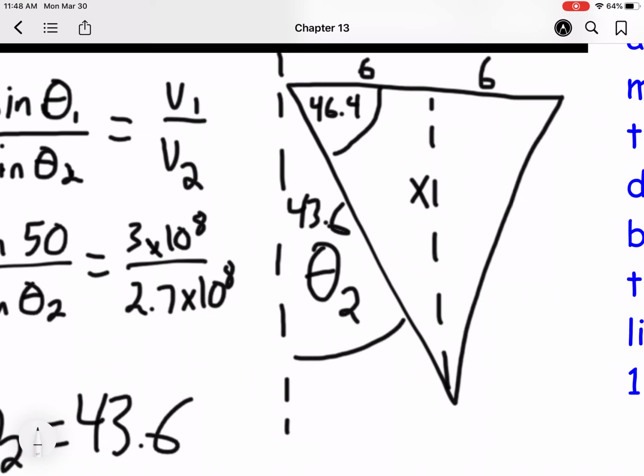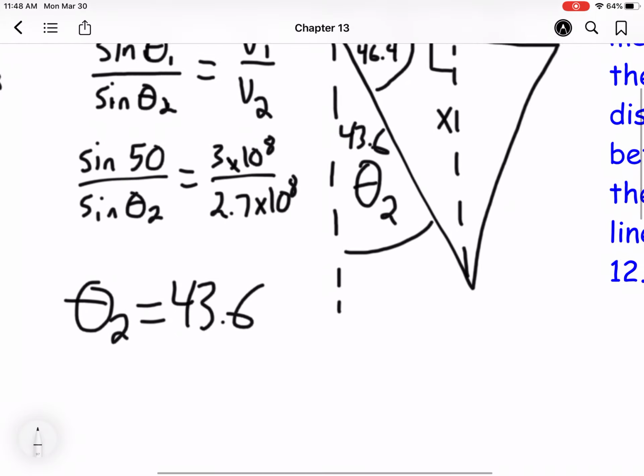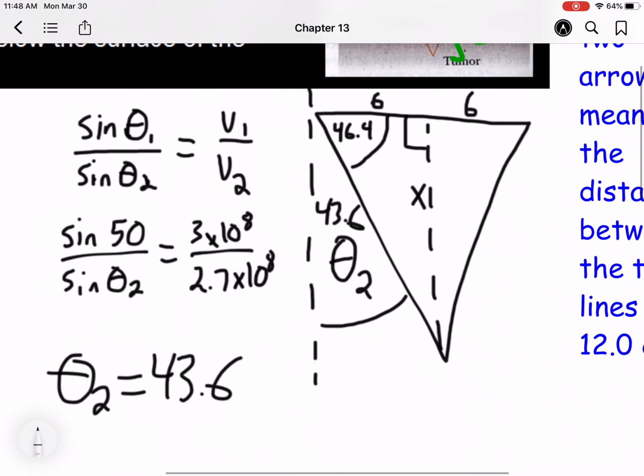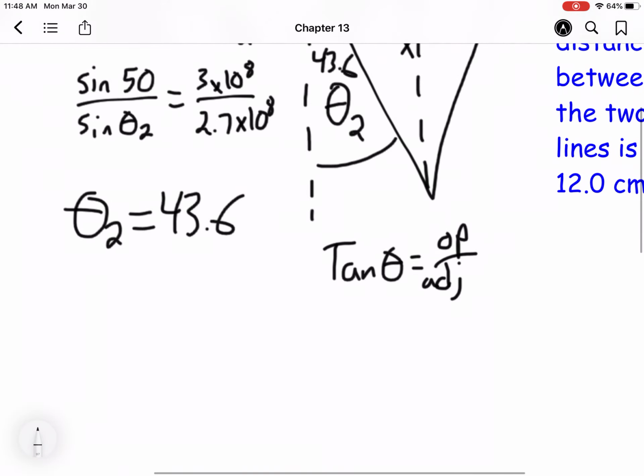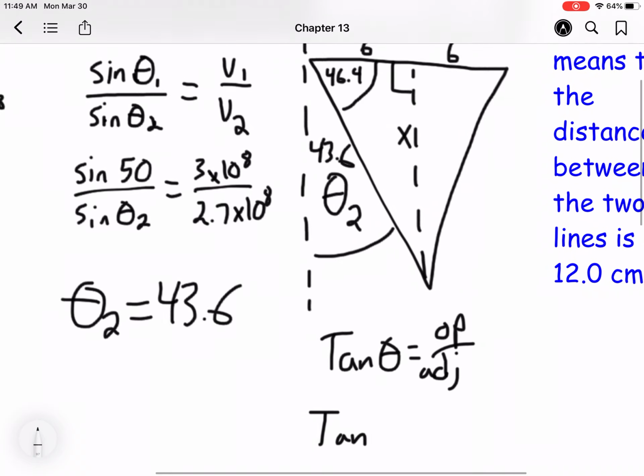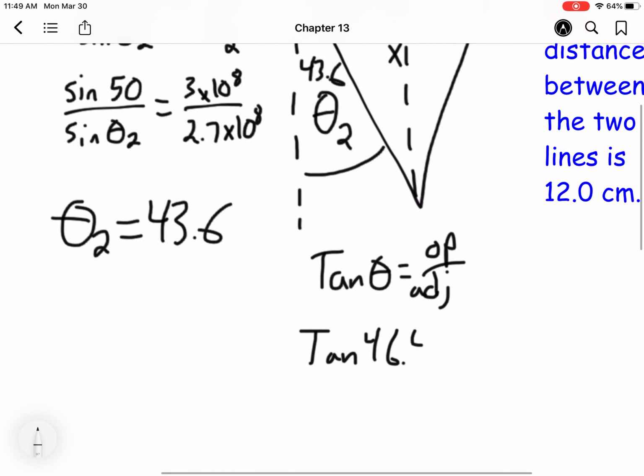So if I look, I've got a right angle triangle, I've got an angle, and I've got the adjacent side. I'm looking for the opposite. And so I'm going to use tan, opposite over adjacent, right? So tan of 46.4 equals x over 6. Solve it. X equals 6.3.